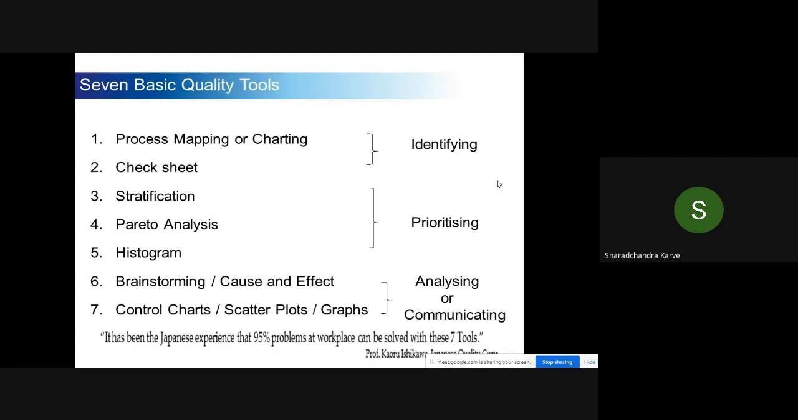Or brainstorming, and cause and effect is also one of the qualitative tools which is used in most of the projects, but doesn't talk about the numbers. It is only about generating the data. So I will explain all these tools to you one by one. Let us move to the process map.